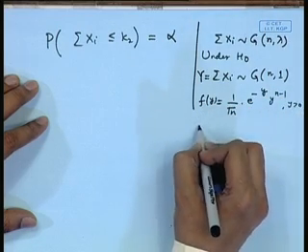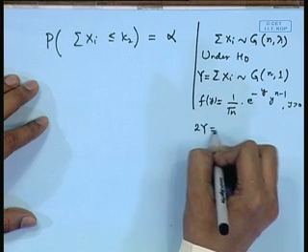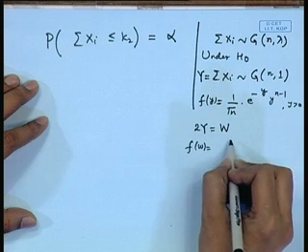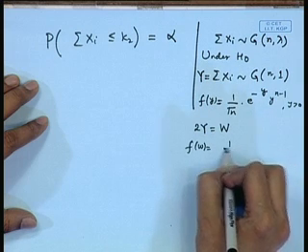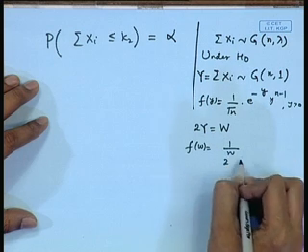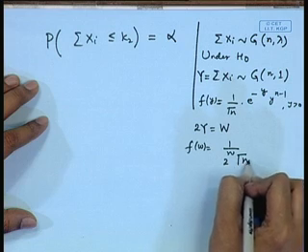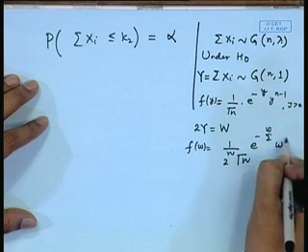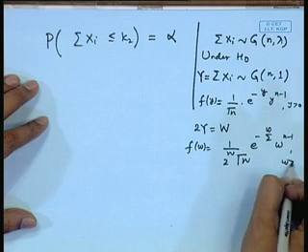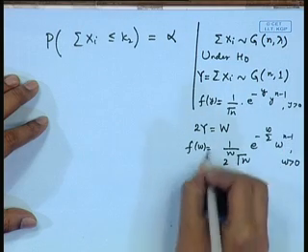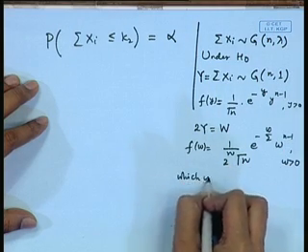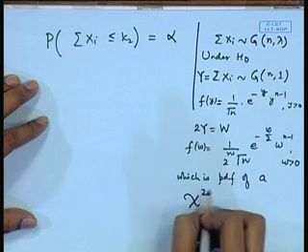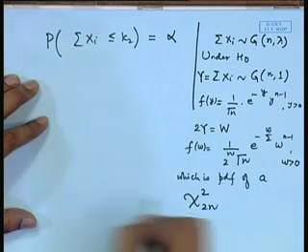So, if we consider 2 sigma xi, say equal to w, then the distribution of w is 1 by 2 to the power n gamma n, e to the power minus w by 2, w to the power n minus 1 for w greater than 0, which is nothing but the probability density function of a chi-square distribution on 2n degrees of freedom.